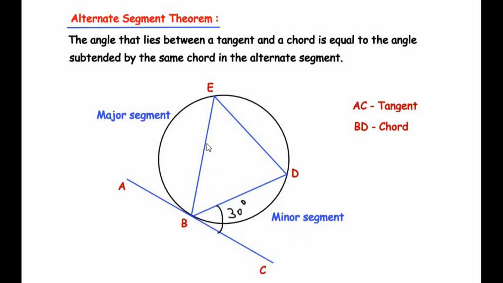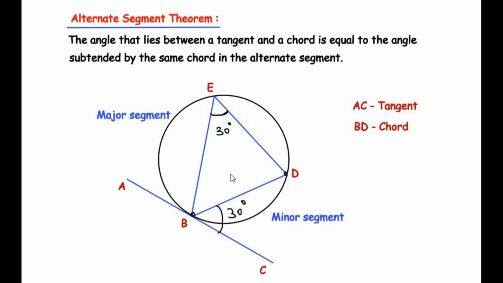So this angle is going to be equal to the angle made by the same chord. So we can see that the points B and D make an angle in the major segment, or in the alternate segment. So this angle is also going to be 30 degrees. So this is our alternate segment theorem.